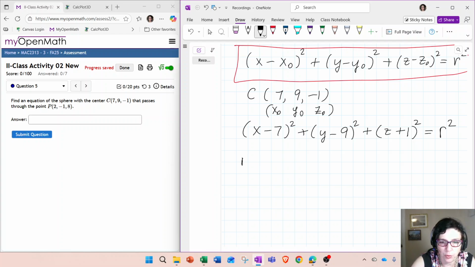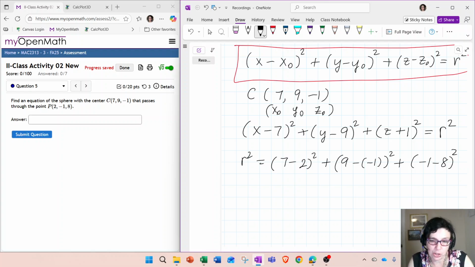So the radius squared is going to be the distance squared between these 2 points. So we're just going to subtract their coordinates. We're going to have 7 minus 2 squared plus, and it doesn't matter which one you subtract from which one, just be consistent here, 9 subtract -1 squared plus -1 subtract 8 squared. That's going to be the distance squared, but that's also going to be the radius squared. So I just need to compute what this is.